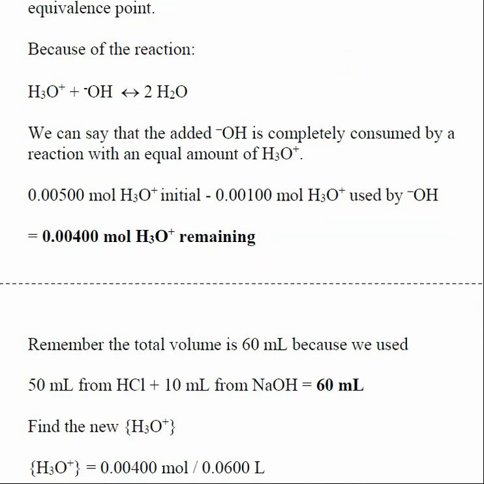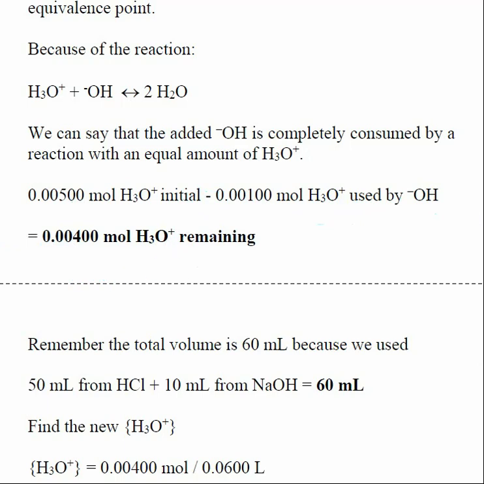So if we know that we started out with 0.005 moles of hydronium and we've added 0.001 moles of hydroxide, and we know that 0.001 moles of hydronium are being used up by that hydroxide, we find that we have 0.004 moles of hydronium remaining. So for every 1 mole of hydroxide we add, we use up 1 mole of hydronium. We have an initial amount, we use up a certain amount due to the interaction with hydroxide, and then we have a remaining amount of moles of hydronium.